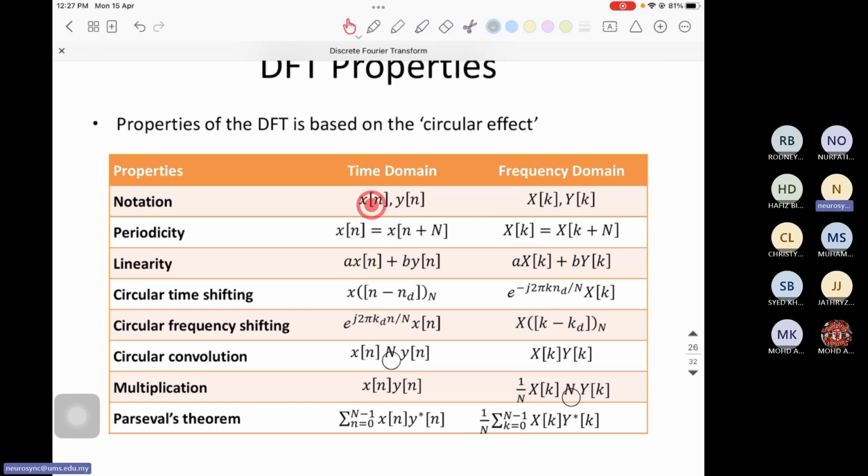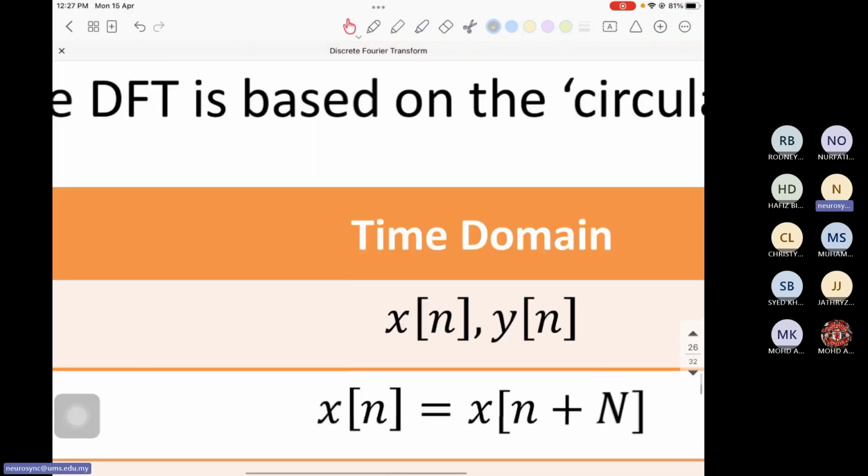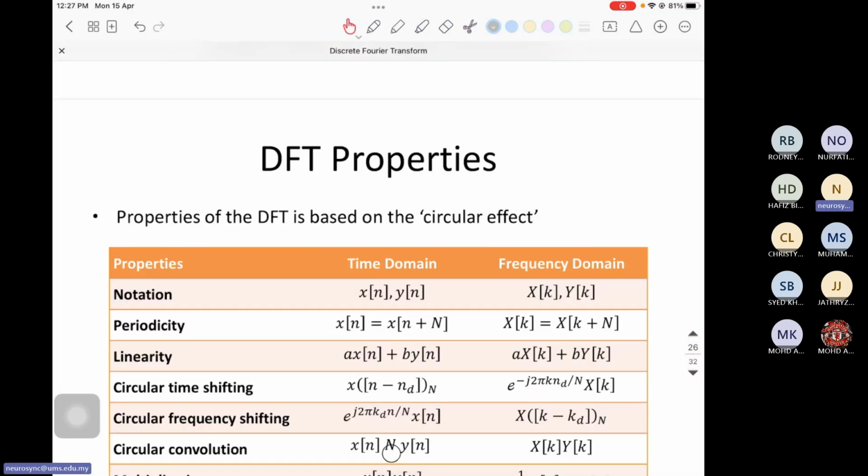In the time domain we represent with small x of n, y of n, h of n, with the small letters. In the frequency domain, this is capital, and this is k: Y of k, X of k, H of k, like this. The first property is the periodicity.